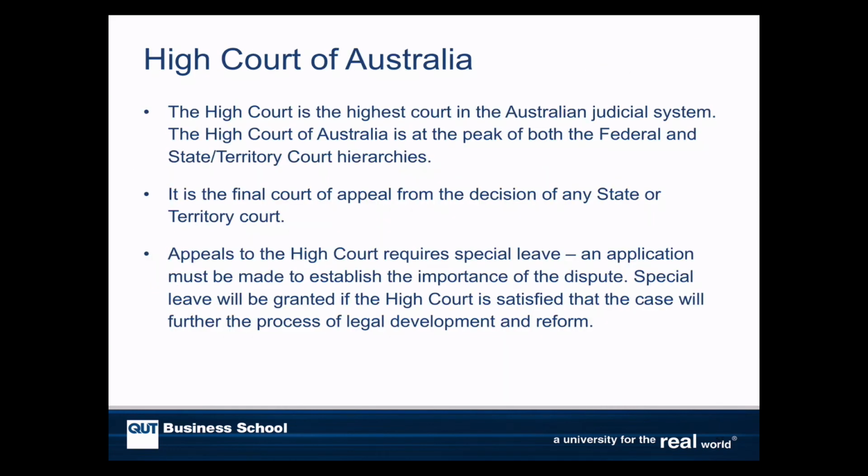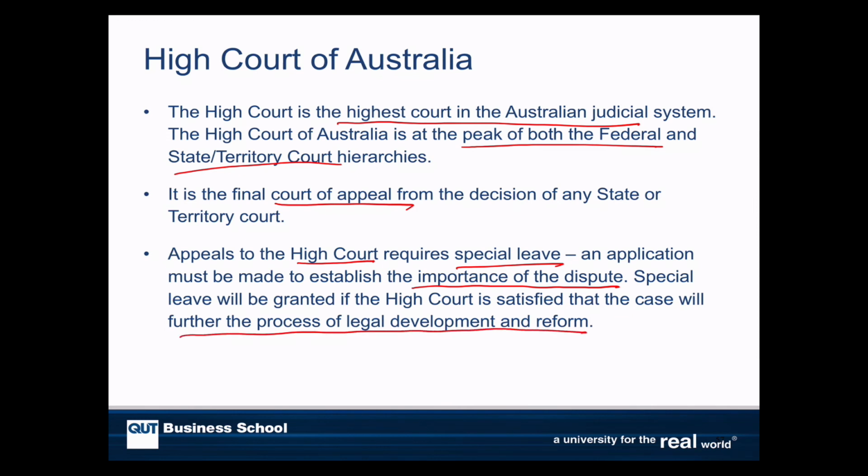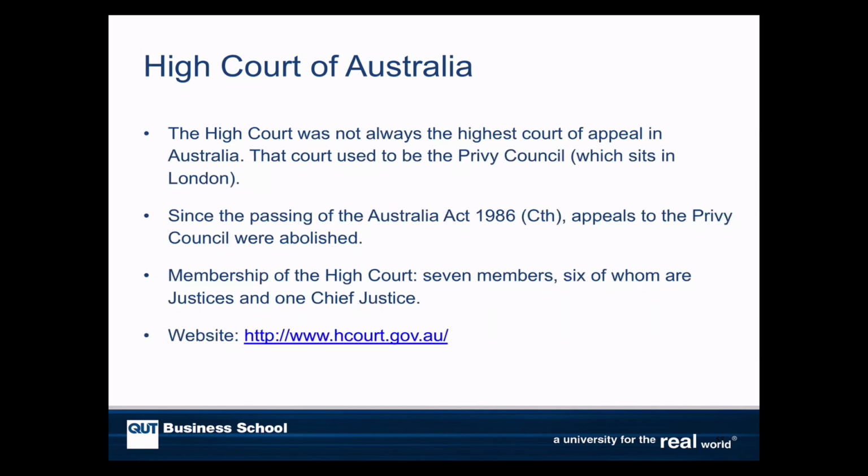So as we can see, the High Court is the highest court in the judicial system, and it's at the top of both the federal and the state court hierarchies. It's the final court of appeal from any decision in Australia. Appeals to the High Court require special leave. You've got to establish that the dispute is so important that the High Court should hear it. They will do that if they think that the case will develop the law and reform the law.